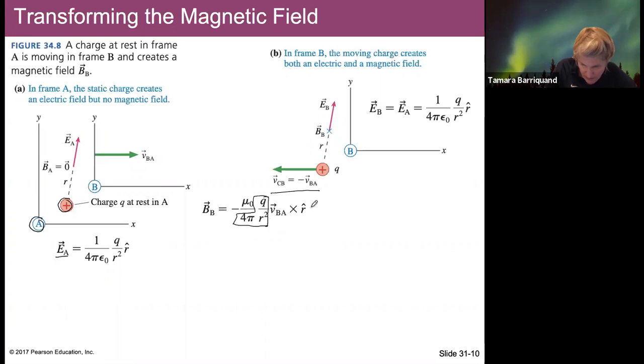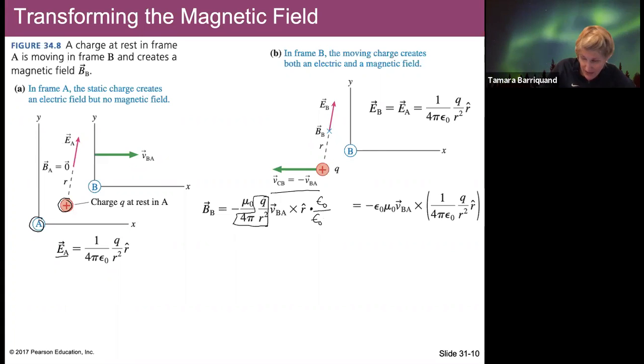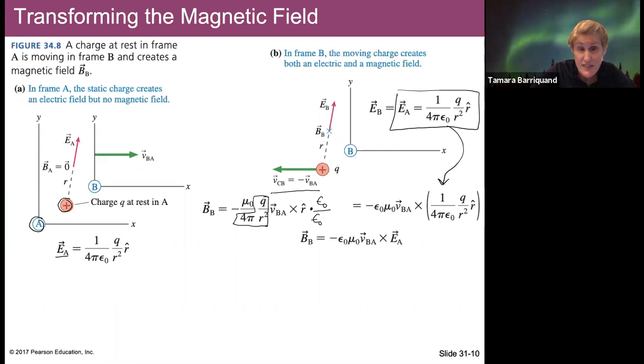So what I could do to get that to be more similar is multiply this by 1, which is the same thing as multiplying it by epsilon naught over epsilon naught. Now I'll have an epsilon naught in the denominator and 1 in the numerator. And so this would then be epsilon naught mu naught times V sub BA, and I can pull out this term, 1 over 4 pi epsilon naught Q over R squared R hat. I see that this term is the exact same thing as the electric field. So this term is the electric field. And so I can say that the magnetic field is equal to negative epsilon naught mu naught V sub BA crossed with the electric field in A.